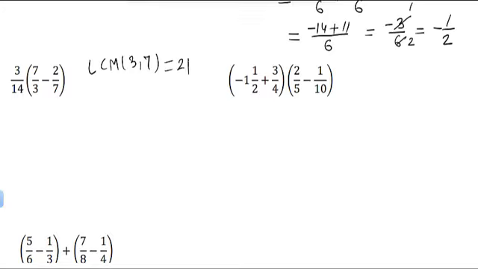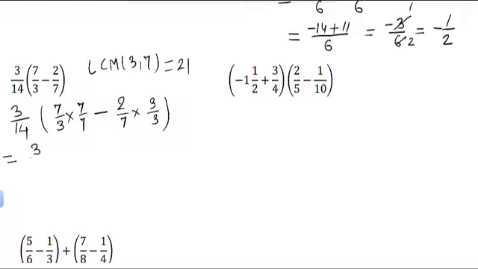So we change the first denominator by multiplying 7 times 7, and the second by multiplying 3 times 3. So this is as it is. If you multiply, it's 49 divided by 21, and this is 6 divided by 21.